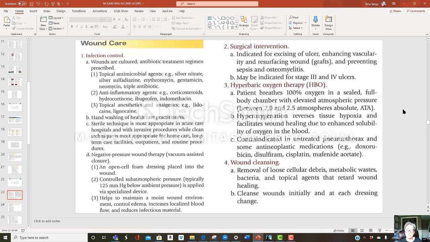Hyperbaric oxygen therapy. Patient breathes 100% oxygen in a sealed full-body chamber with elevated atmospheric pressure between 2.0 and 2.5 atmospheres absolute, ATA. Hyperoxygenation reverses tissue hypoxia and facilitates wound healing due to enhanced solubility of oxygen in the blood. Contraindicated in untreated pneumothorax and some anti-neoplastic medications.